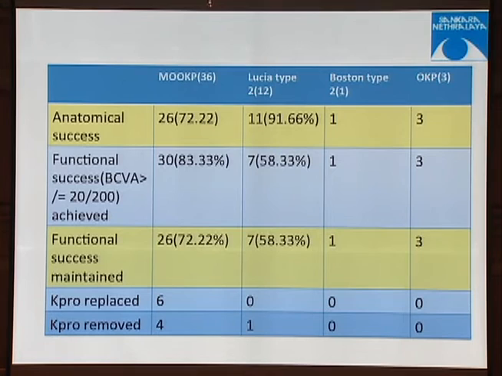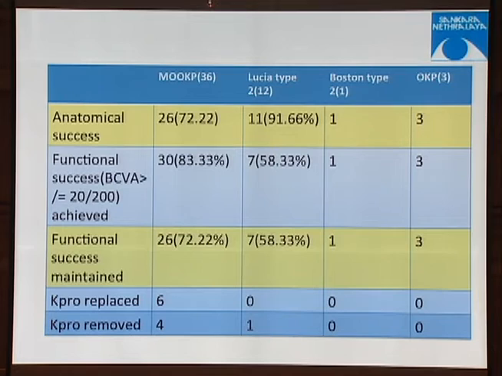Functional success, in terms of best achieved vision: we were able to achieve better than 20/200 in about 83% of patients in the OOKP group and about 58% in the Lucia group. And we've been able to maintain this vision over the follow-up period in the respective groups.